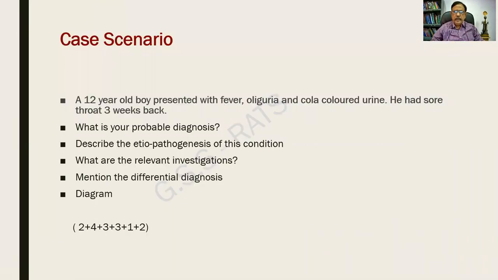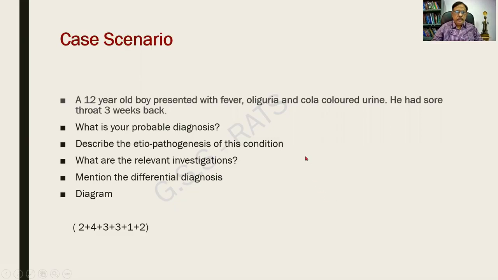This is a case scenario, and I hope you will be able to follow it. A 12-year-old boy presented with fever, oliguria, and cola-colored urine. He had a history of sore throat 3 weeks back. What is your probable diagnosis?